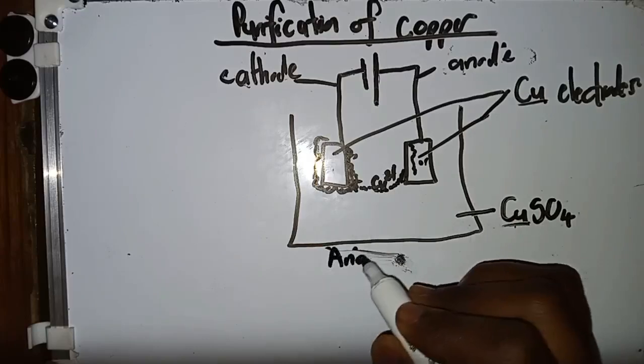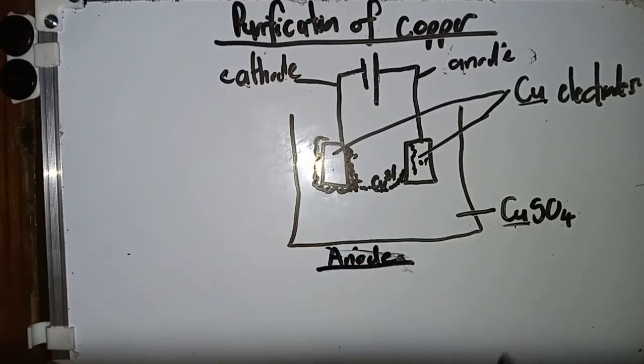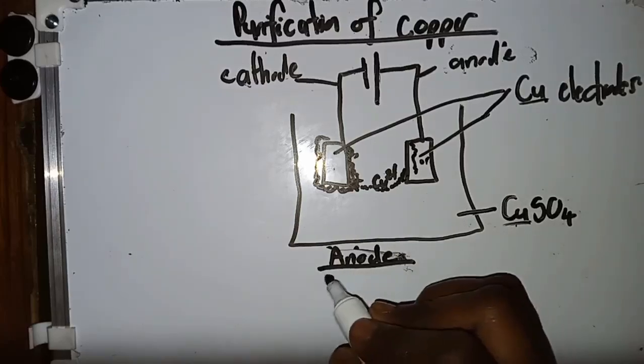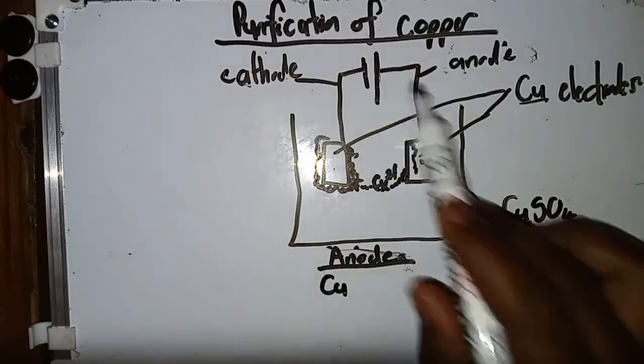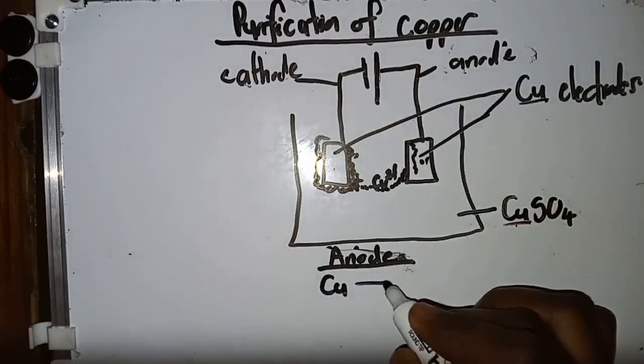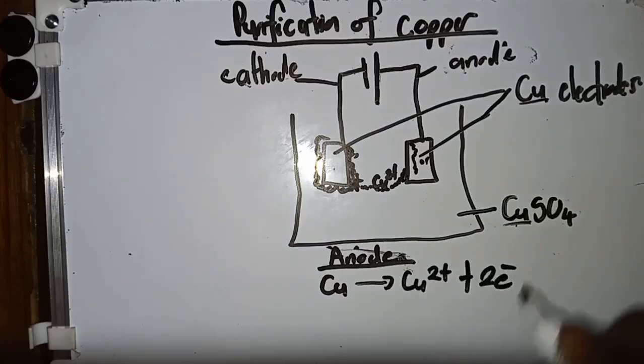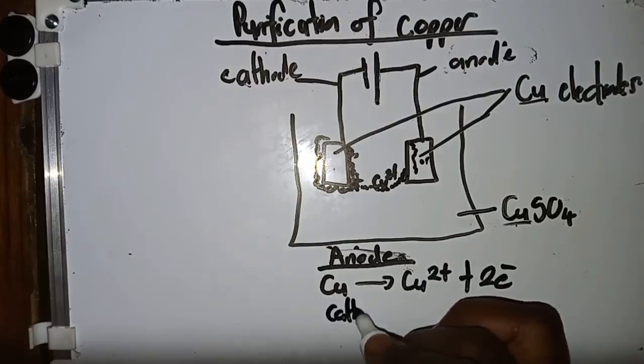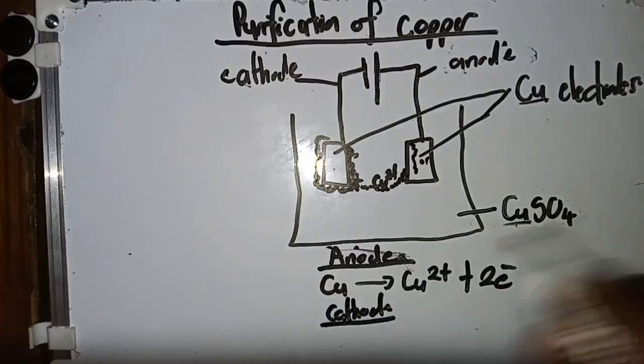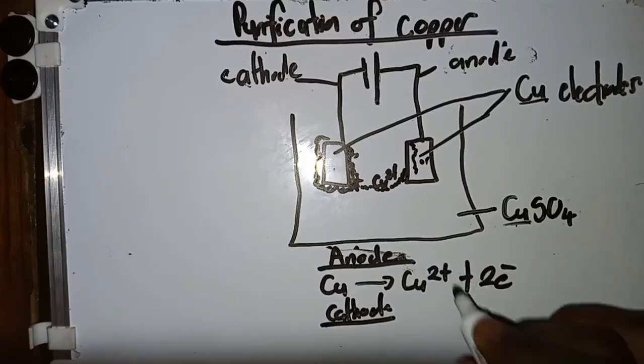So if you are to write the anode equation for this electrolysis, this one is simple. The anode for copper is here. The copper is dissolving, so it dissolves: copper becomes copper 2 plus plus 2 electrons. Then for the cathode, you just reverse this one.